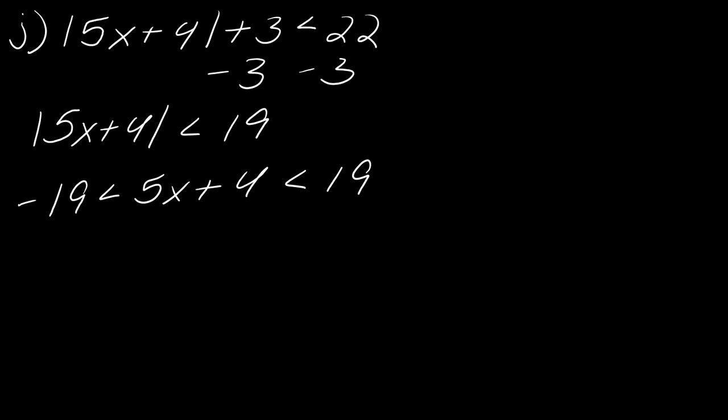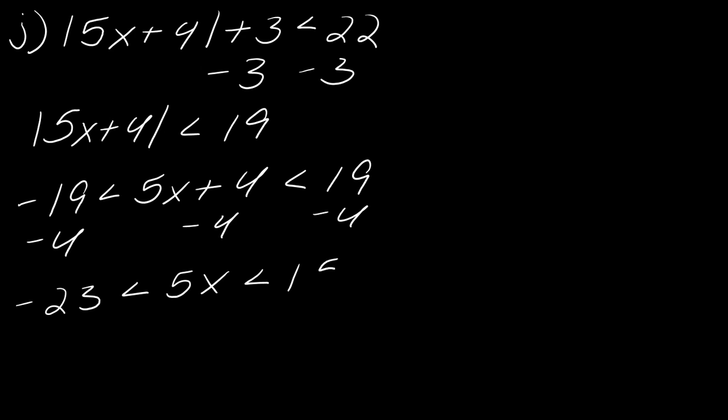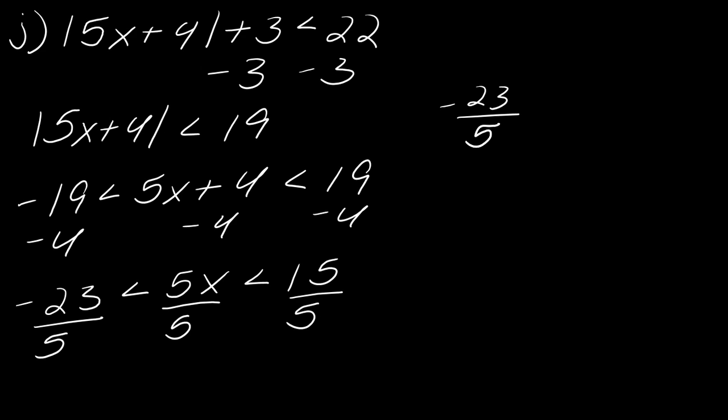And now I can just keep going with this. So I'll subtract the 4 from all sides. So this will be negative 23 is less than 5x, which is less than 15. And then I can divide all sides by 5. So this is going to be negative 23 over 5 is less than x, which is less than 3.